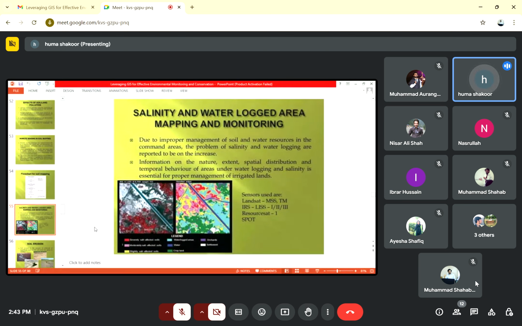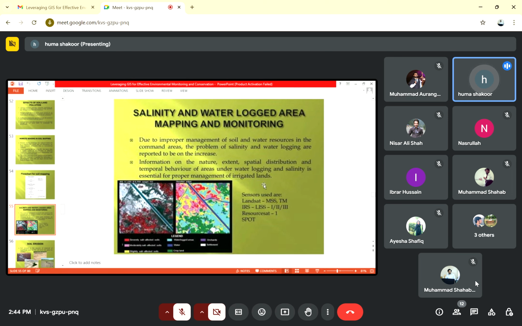How to monitor the water logging and the salinity in the soil by using GIS. Due to the improper management of the soil and the water resources in the command area, the problems of salinity and water logging are reported to be on the increase. Information on the nature, extent, spatial distribution, and temporal behavior of the area under water logging and salinity is essential for proper management of the irrigated land.